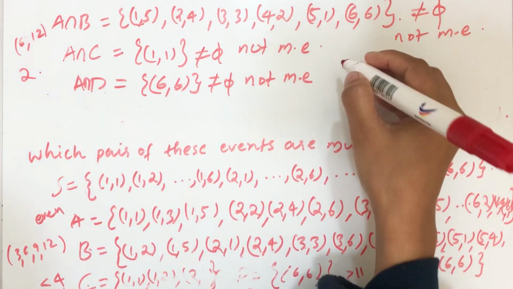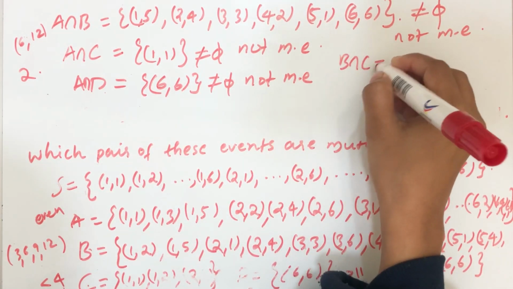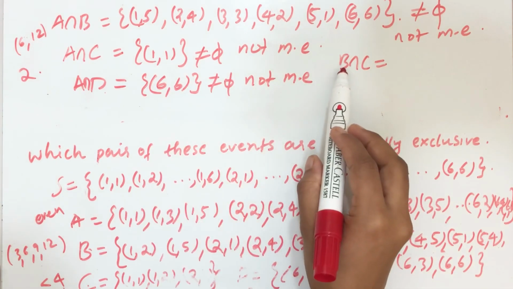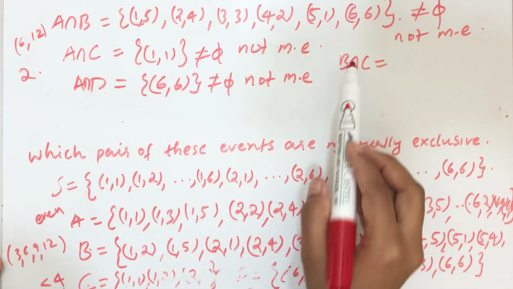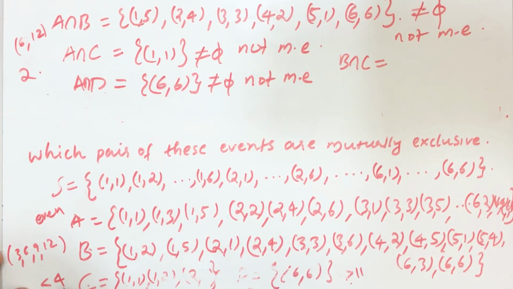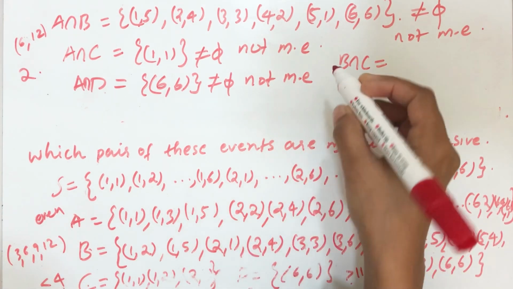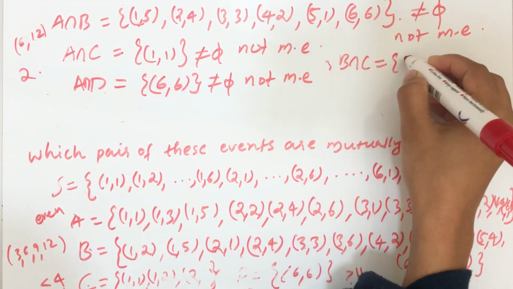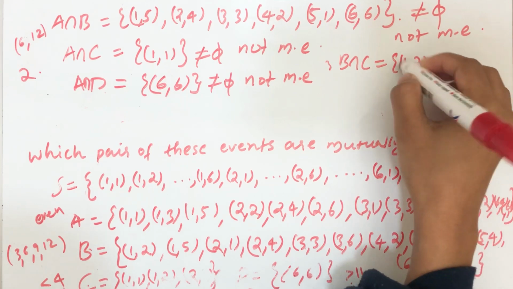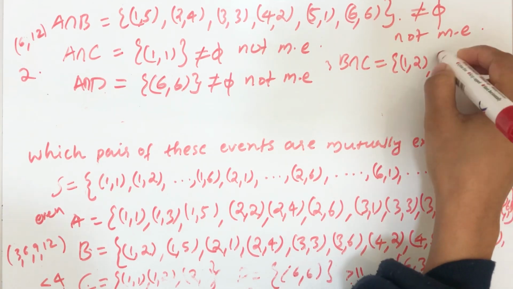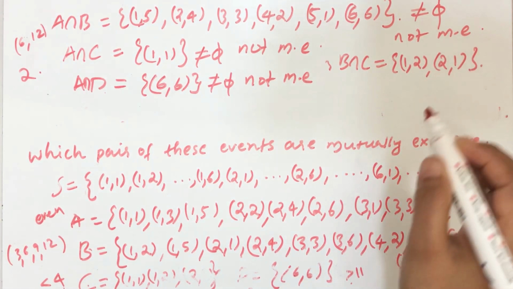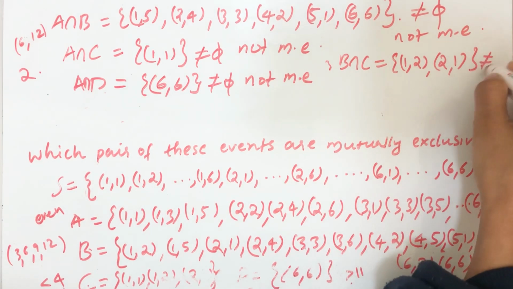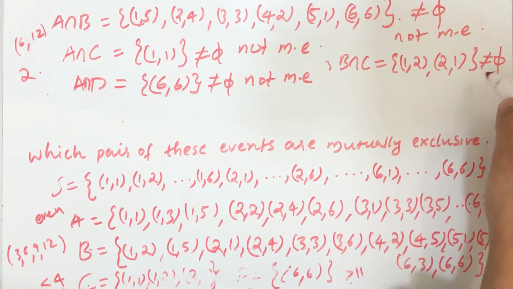Next we can see B intersection C. B intersection C is B, sum is a multiple of 3, and C, sum is strictly less than 4. That is sum is 3. That is 1, 2 sum is 3 and 2, 1 sum is 3. This is also not equal to empty. So this is also not mutually exclusive.